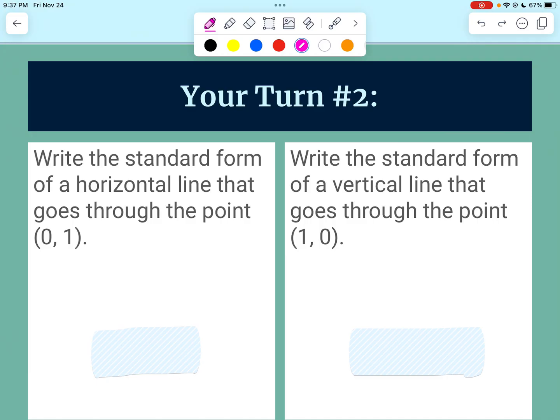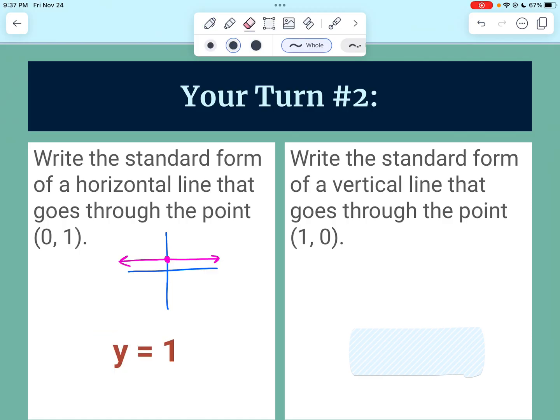All right, at this point you should be done. The first thing, hopefully you did, was draw a graph. If I graph this, (0, 1) would be this point right here. We want a horizontal line. That should be the equation y equals 1. Our height is always up 1.